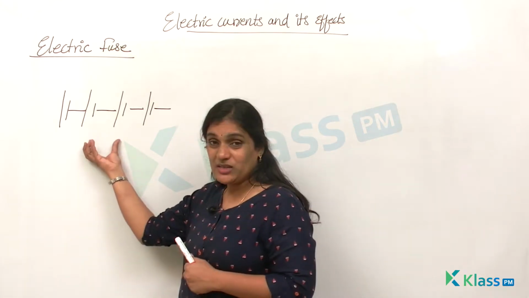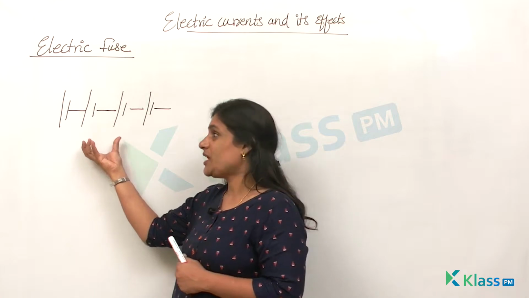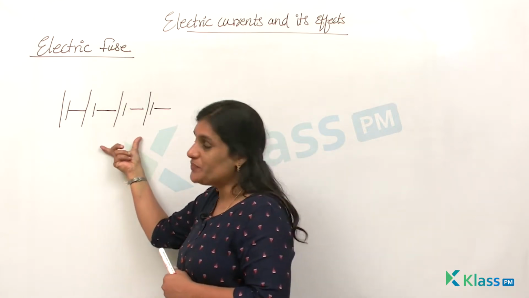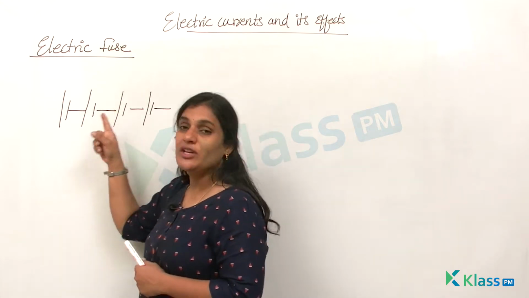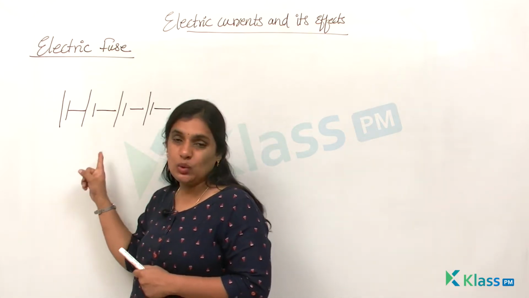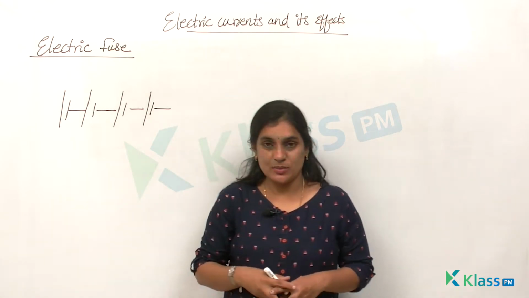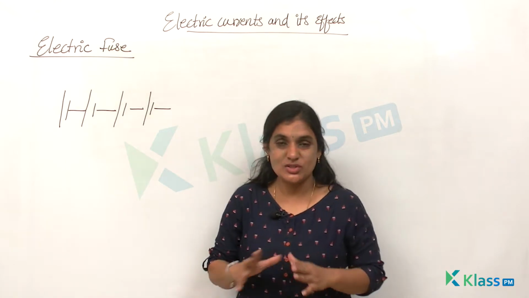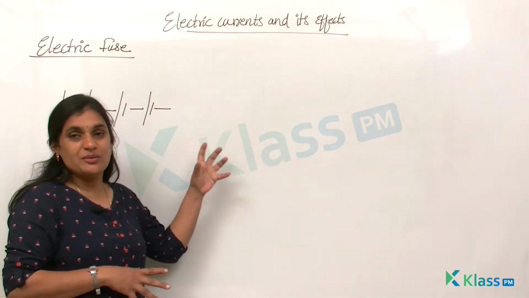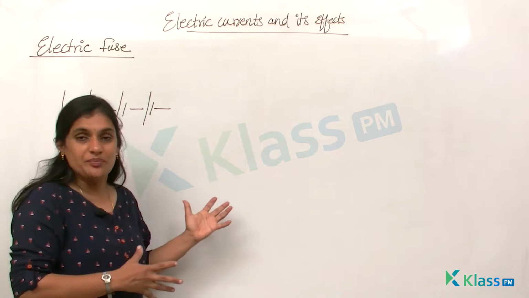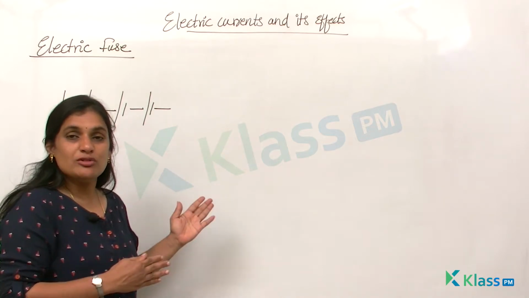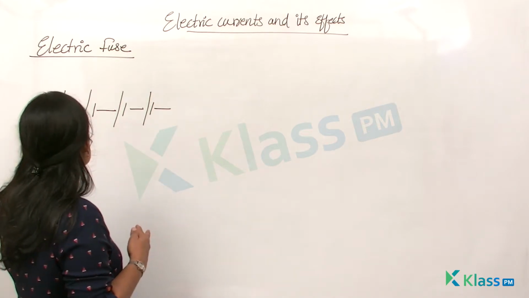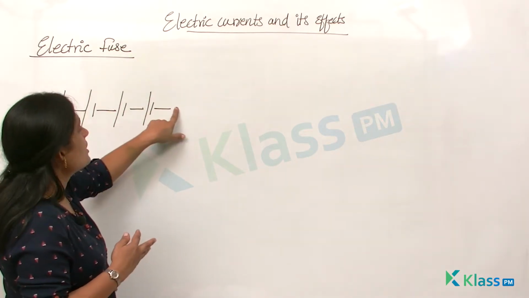To understand how an electric fuse works, connect 4 batteries to one another as shown, and instead of a nichrome wire, connect the steel wool to the terminals of the batteries. If there are any fans in the room, just switch them off. Now pass the current, that means the switch is on. When the switch is on, the current flows from the positive terminal towards the negative terminal. This is the positive terminal. You can see the current flowing to the negative terminal.